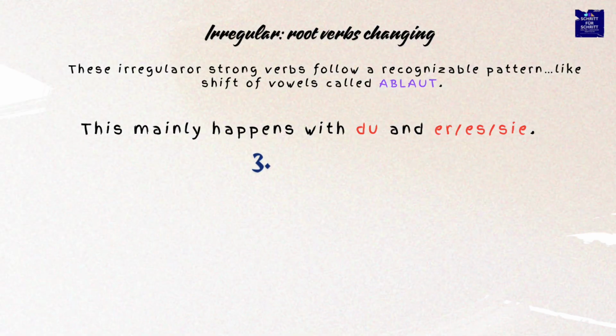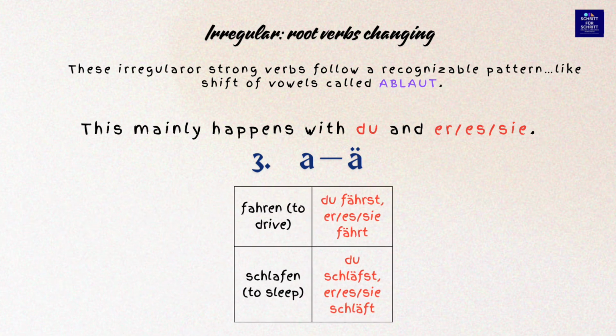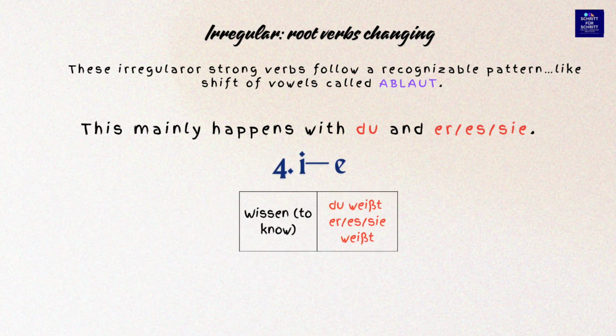The third one is A changes to A umlaut. For example, fahren. So, with du, it becomes fährst and er fährt. Similarly, we also have schlafen. So, du schläfst und er schläft. The fourth one is I changes to EI. For example, wissen. Wissen means to know. So, here with du and er, the I will change to EI. Like du weißt und er auch weißt.